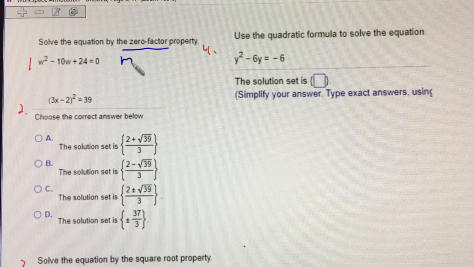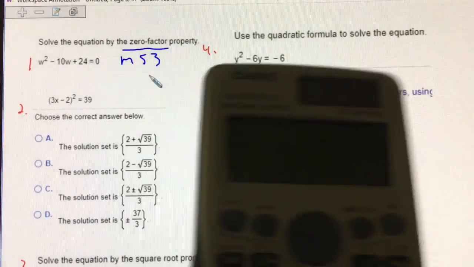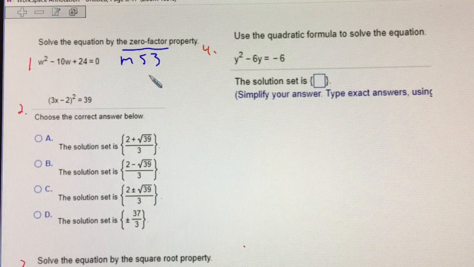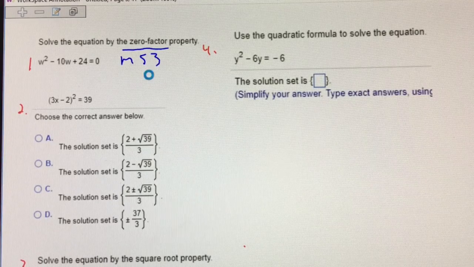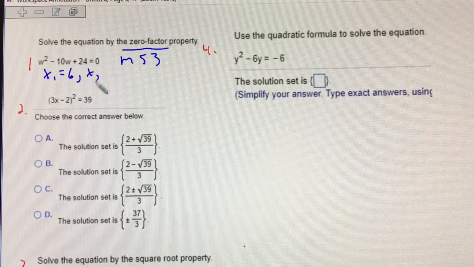Solve it. I'm going to mode 5-3 it. 1 equals, negative 10 equals, and 24 equals. I get x equals 6 and x equals 4. So x sub 1 equals 6 and x sub 2 equals 4.